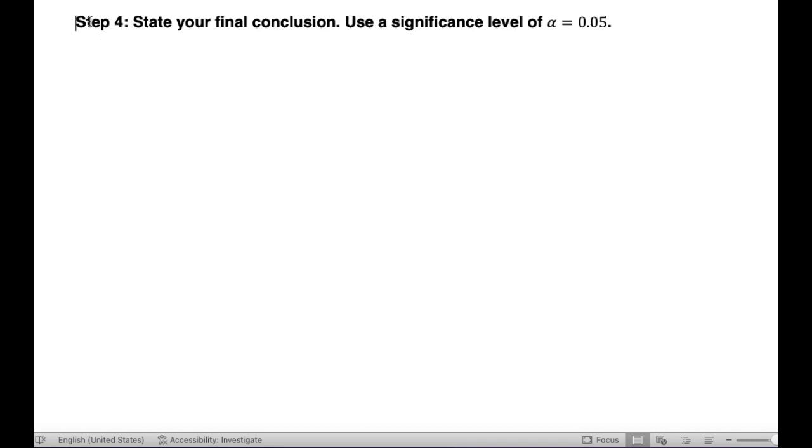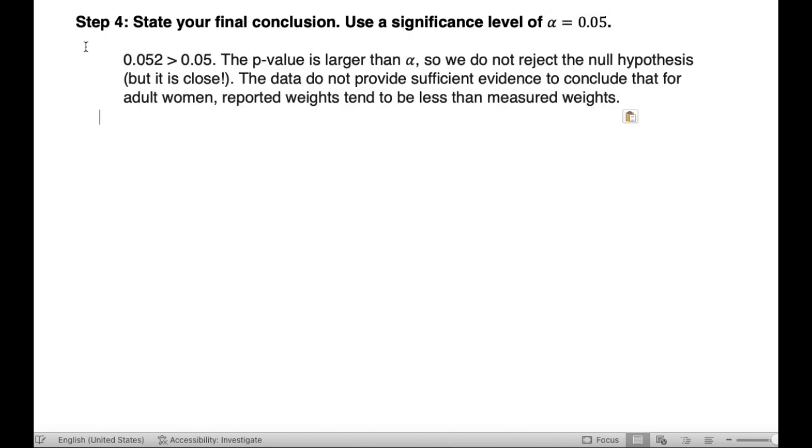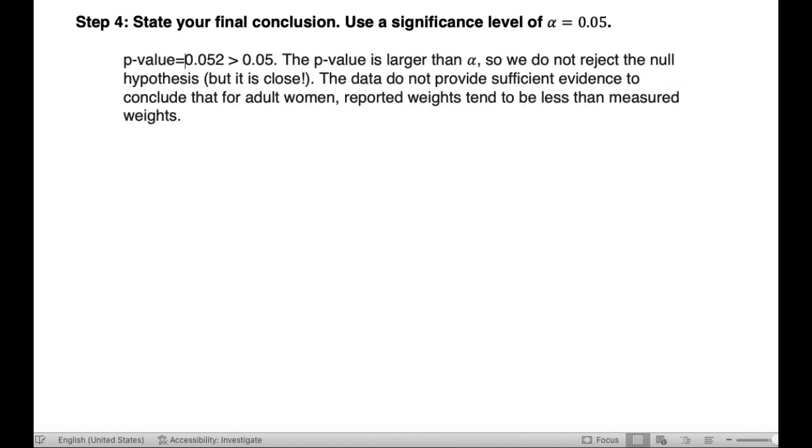In step 4 of the hypothesis test, we just state our final conclusion. Remember that we're using a significance level of alpha equal to 0.05. We found the p-value to be equal to 0.052, which is just slightly larger than our significance level alpha. When that happens, we do not reject the null hypothesis, but it is very close. The conclusion is that the data do not provide sufficient evidence to conclude that for adult women, reported weights tend to be less than measured weights.